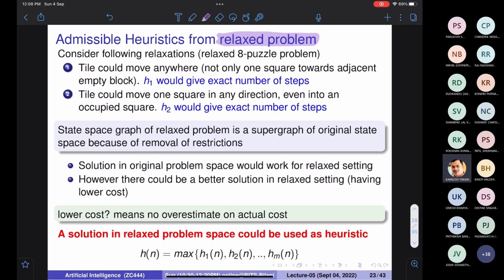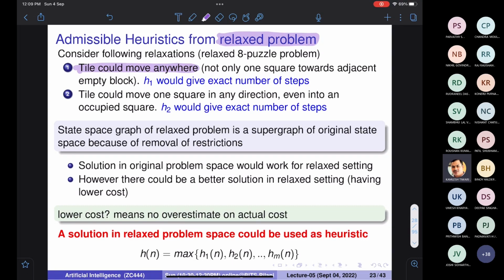If I say that the tile could move anywhere, I mean it can fly and can move anywhere in one step. So it would give the exact number of steps to find out the solution. So it is a relaxed problem. Okay, I'm giving the relaxations.